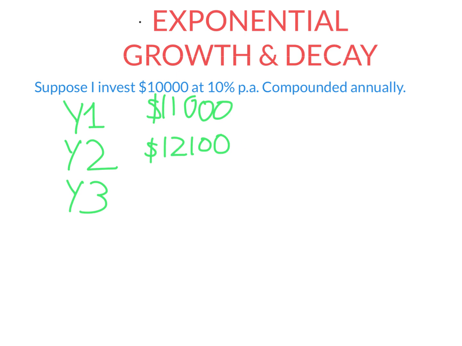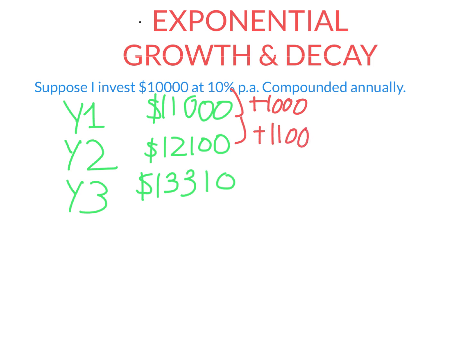Then, year 3, you'll earn 10% of this. You will earn 1,210. So you'll get 13,310. And it keeps going in this pattern. As we can see, the first year increased by 1,000, the second year increased by 1,100, the next year increased by 1,210, and so on. This is what I mean by increasing at an increasing rate. Not only is the amount you have increasing, but the amount by which it's going up also increases.